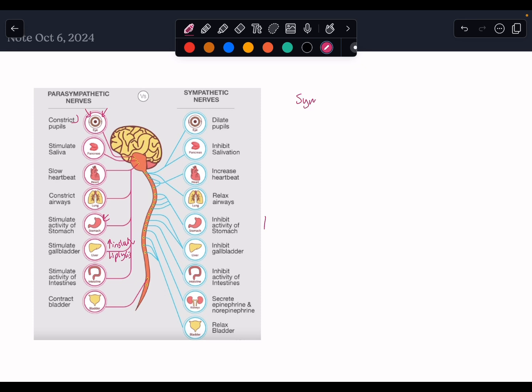So, sympathetic, they always give norepinephrine as a primary neurotransmitter, and in some glands it gives epinephrine. The sweat glands, it gives acetylcholine. So for parasympathetic, it releases always acetylcholine. So these two types you need to memorize.